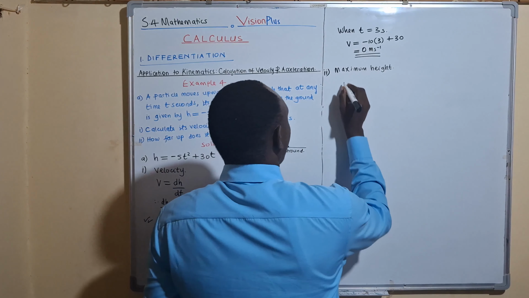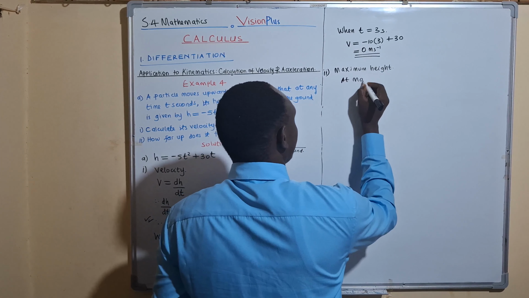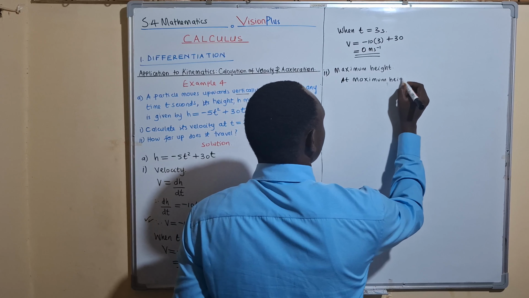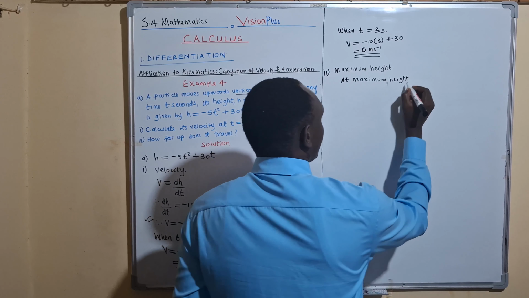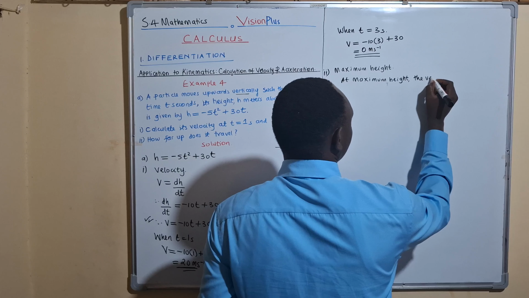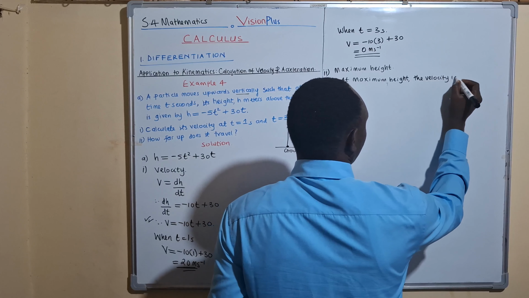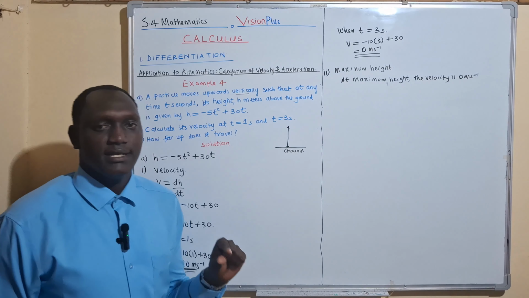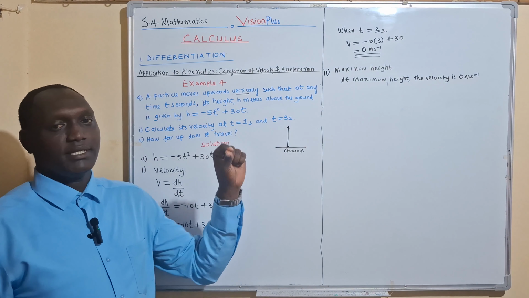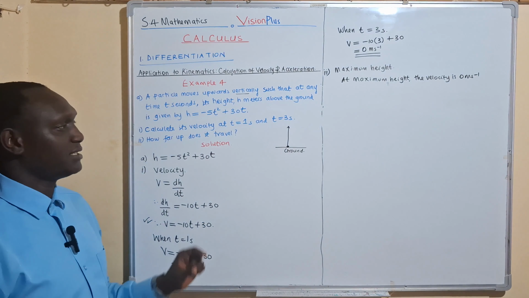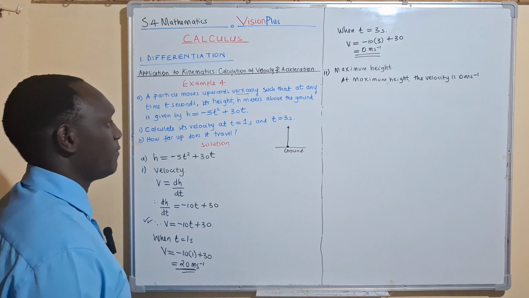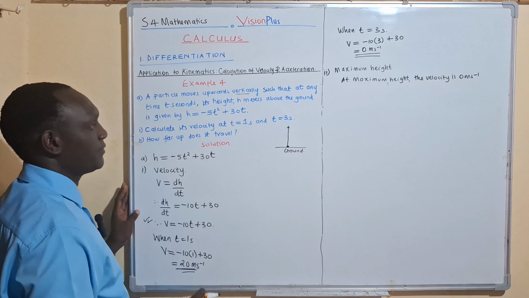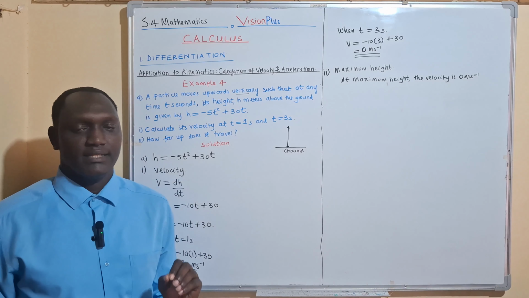At maximum height, I don't want to call it the final velocity. At maximum height, we say the velocity is 0. Why? Because the particle stops and then begins the second phase of motion, that is falling back. Now, how far does the particle travel? It is the maximum height when the velocity is 0.